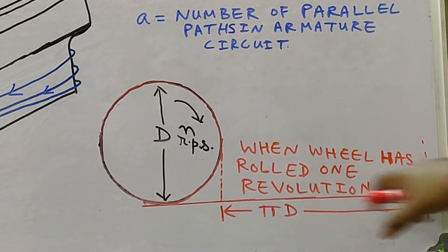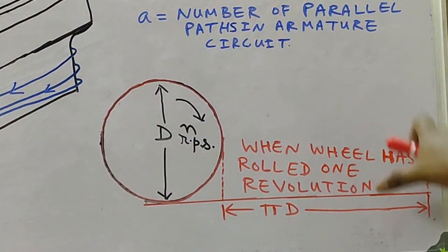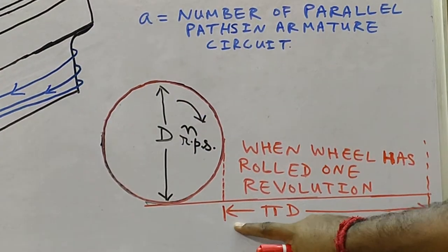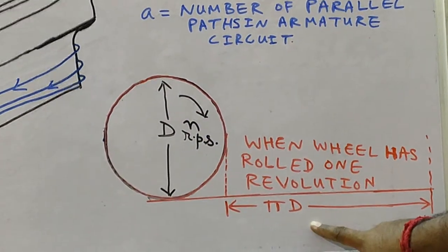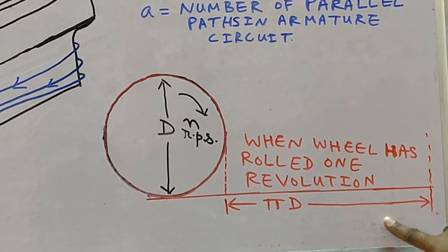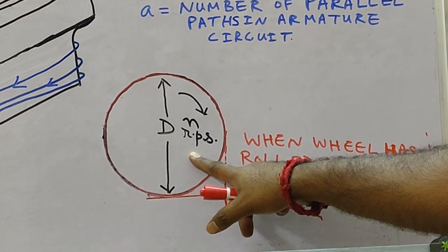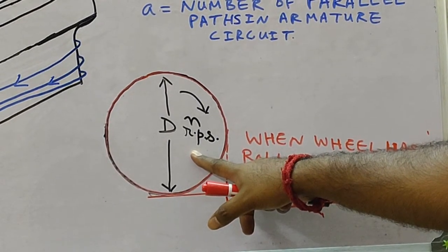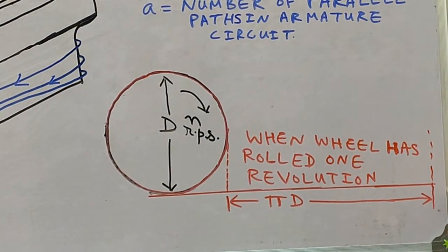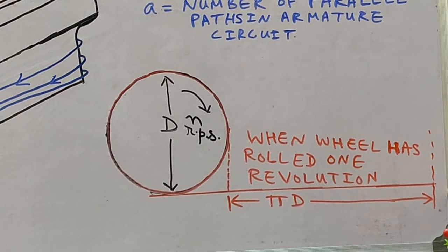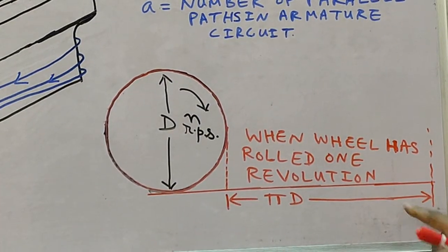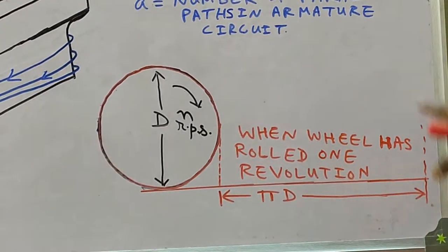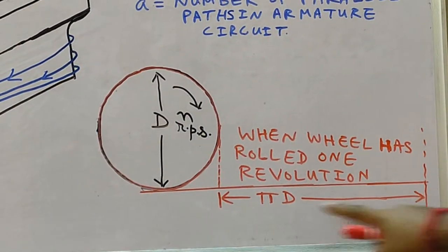Now if it is making n number of revolutions in 1 second, how much is the distance traveled in 1 second? In one revolution it is covering a linear distance of pi d. So in n number of revolutions it will cover a distance of pi d n. But this n is what? Speed in revolutions per second. So the length covered in 1 second will be equal to n multiplied by the length covered in one revolution. What is the length covered in one revolution? Pi d. But in 1 second it is making n revolutions. So the length covered in 1 second is pi d n.